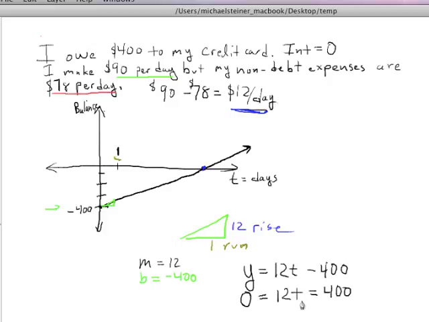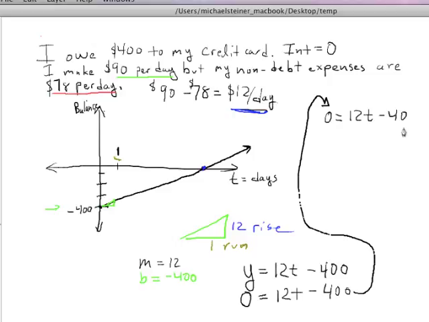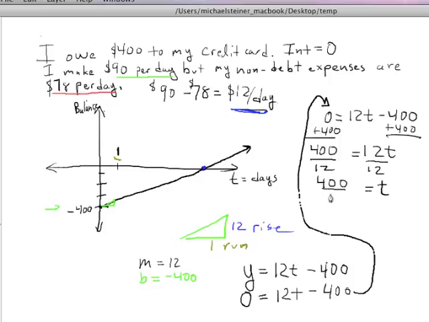So, again, I made a mistake. 12t minus 400 is equal to 0. I'm going to take this, go up here with it. 0 is equal to 12t minus 400. If I add 400 to both sides of the equation, fast forward if this is going too slow for you, I get 12t is equal to 400. So how many days will it take me? Divide both sides by 12. t is equal to 400 divided by 12.